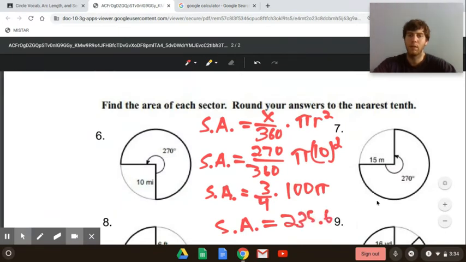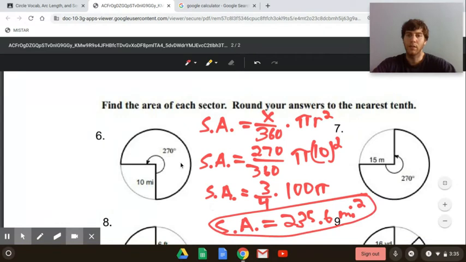And that's going to be miles squared. We're dealing with area, so the units are squared. 10 miles times 10 miles is 100 miles squared. So you really have 100 miles squared times pi times 3 divided by 4. Again, the area of the whole thing is 100 pi, which is 314 miles squared. So 314 miles squared is the area of the whole thing, but we don't want that. We only want 3/4 of it.